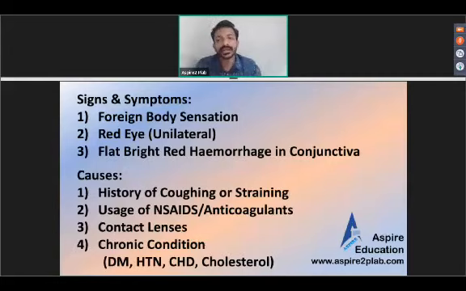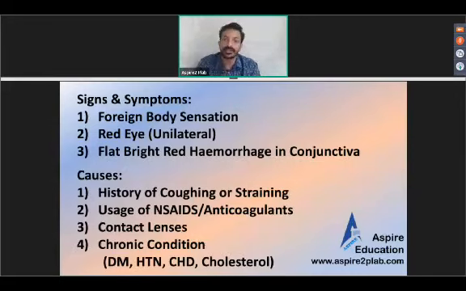When you're taking this history, you might get a bit confused about what it is. But when you get that picture, then it will be very clear in front of you. Okay, this is subconjunctival hemorrhage. So make sure we ask about these questions: history of coughing, recent health of the patient, fever, flu, cough, and constipation. In the past medical history, ask if patient is taking any medication, for example NSAIDs, aspirin, or warfarin, if patient is using contact lenses, or has any chronic medical condition like diabetes, hypertension, heart disease, or cholesterol. All these things are very, very important.